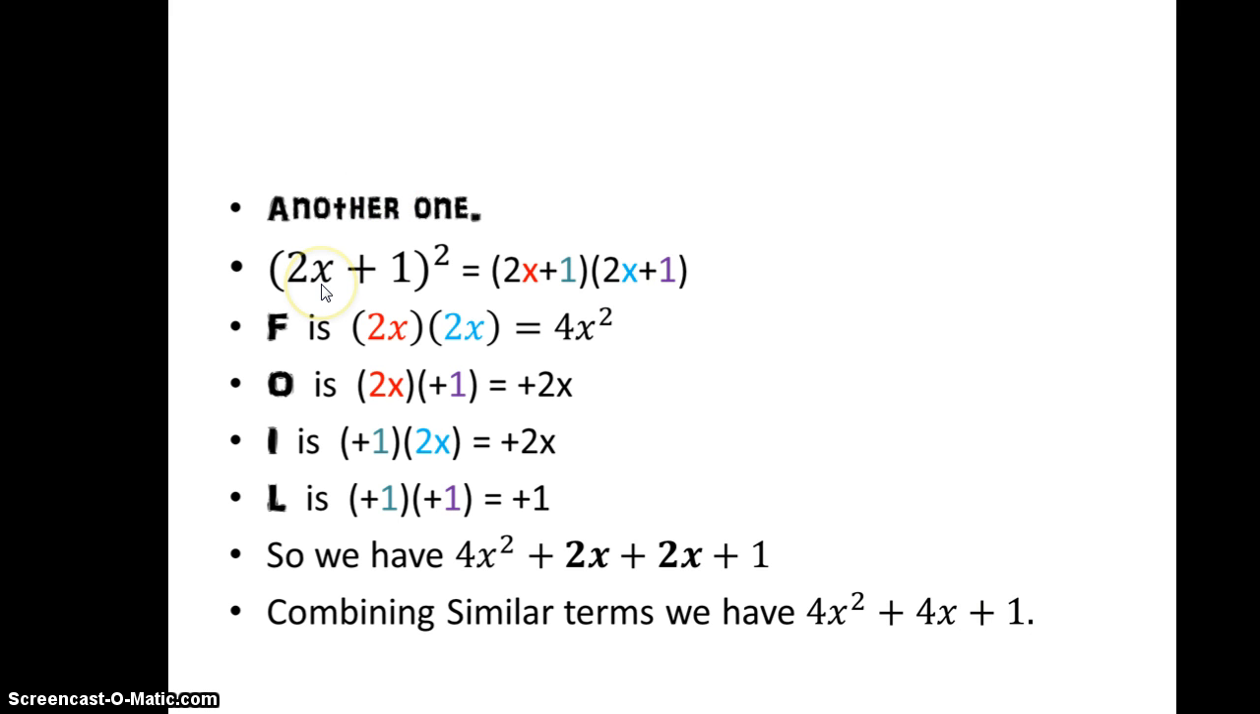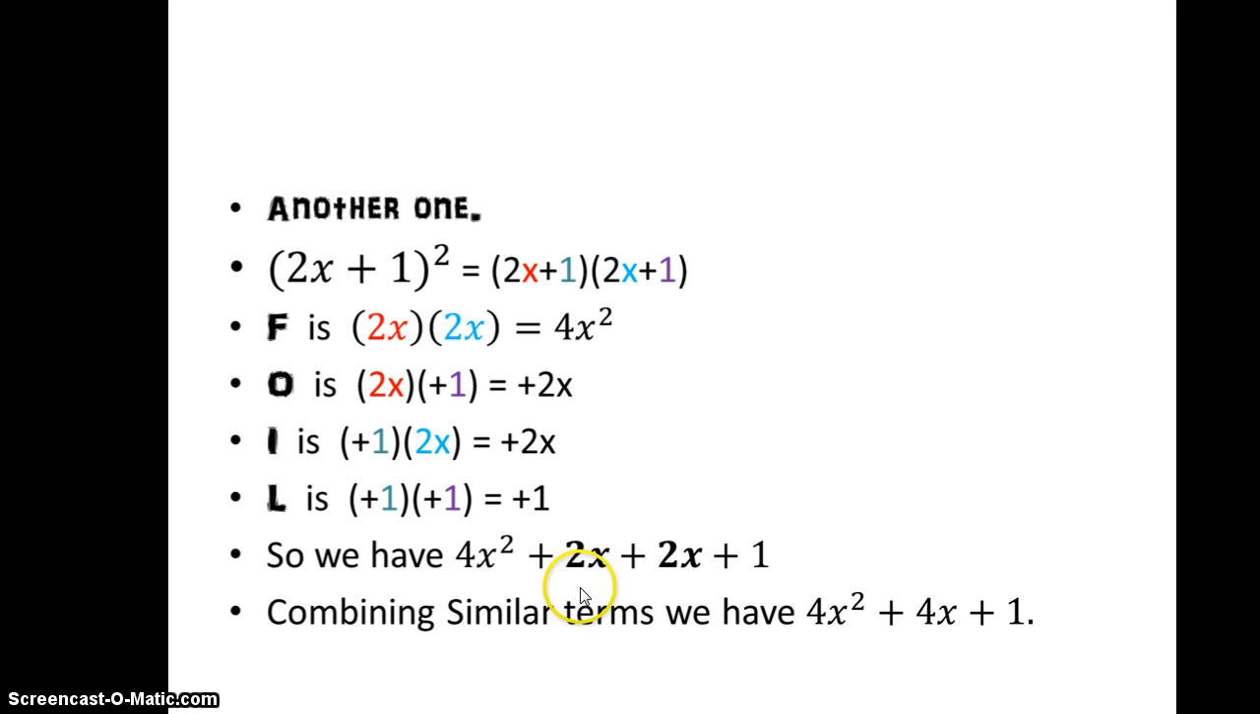Another one. (2x plus 1) squared equals (2x plus 1) and (2x plus 1). So the first term is 2x and 2x equals 4x squared. The outer term is 2x and 1 equals positive 2x. The inner term is positive 1 and 2x equals positive 2x. And the last term is positive 1 and positive 1 equals positive 1.